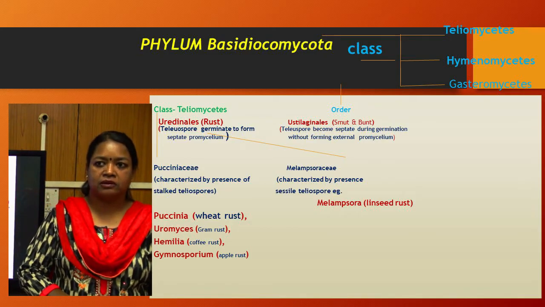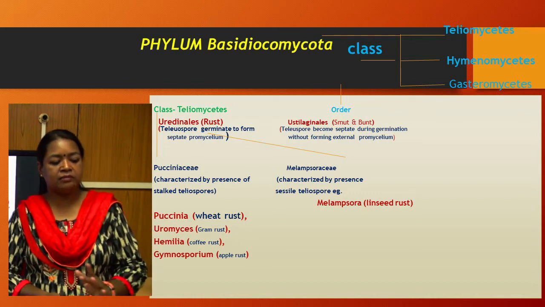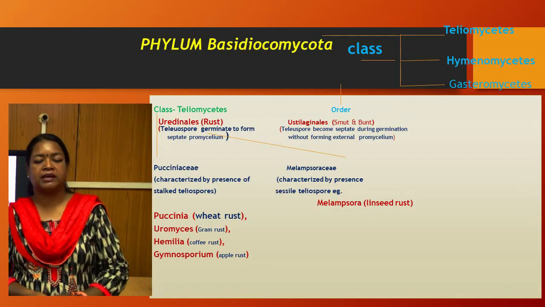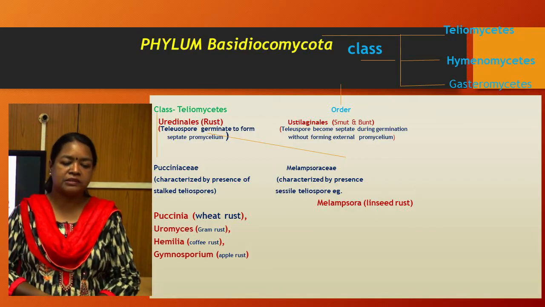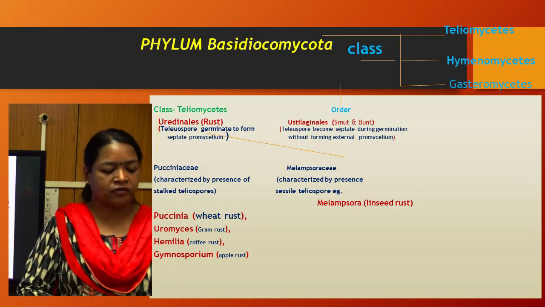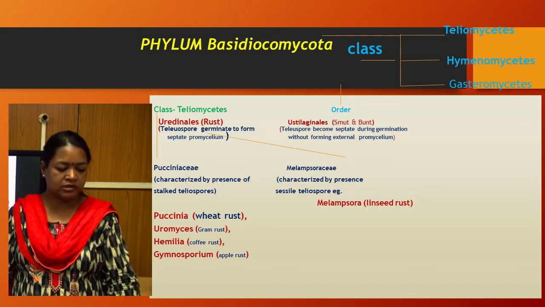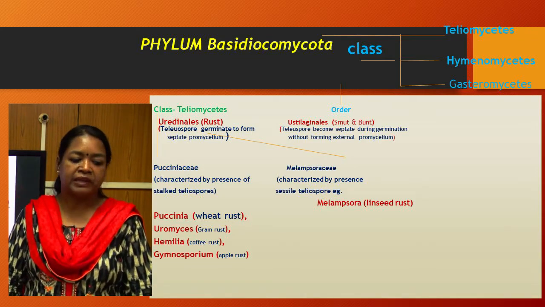Gymnosporangium is the causal organism of cedar apple rust. In the family Melampsoraceae, the organisms are characterized by the presence of sessile teliospore, and the important genus of this family is Melampsora lini, which is the causal organism of rust of linseed.